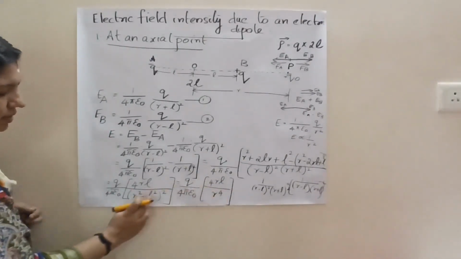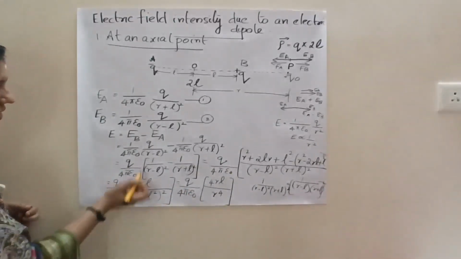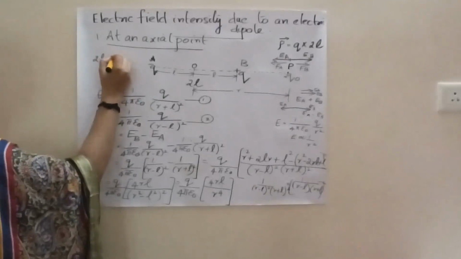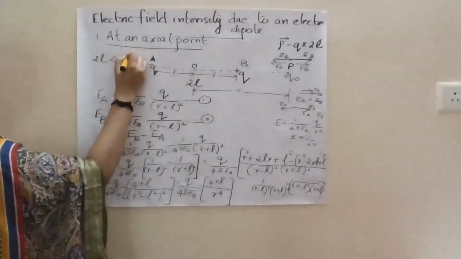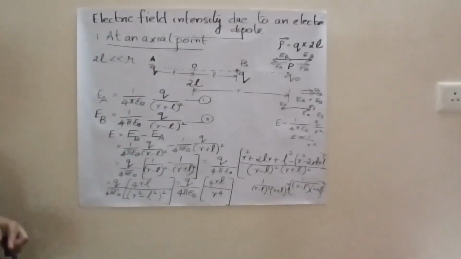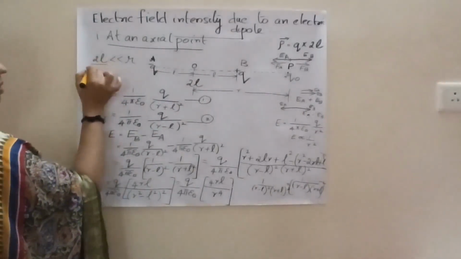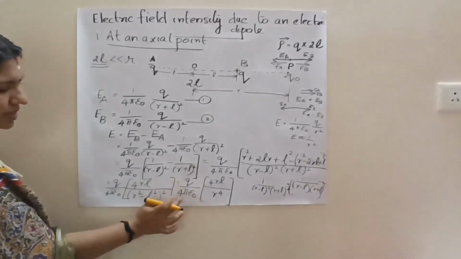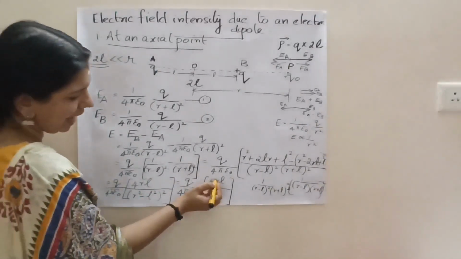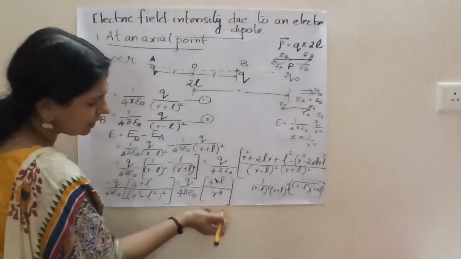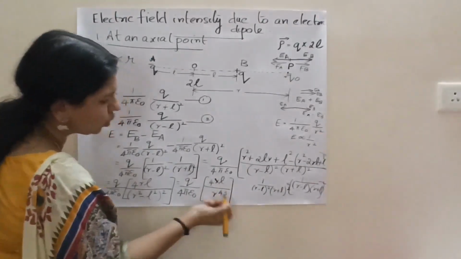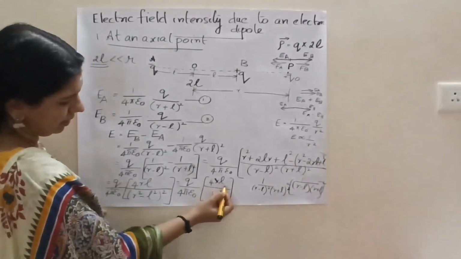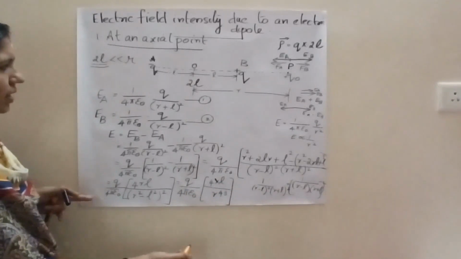How does this become so? This is a special case where we are considering the length of the dipole. The length of the dipole is 2L, no? 2L is very, very less than what? r. 2L is very, very less than r. In such a case, I can neglect the term of L. Since we have L square here, I neglected the term. So this becomes r raised to 4. Now you can cancel r and what? r raised to 4. So it will become r cube. Now, listen. Q into 4L, I will write here.